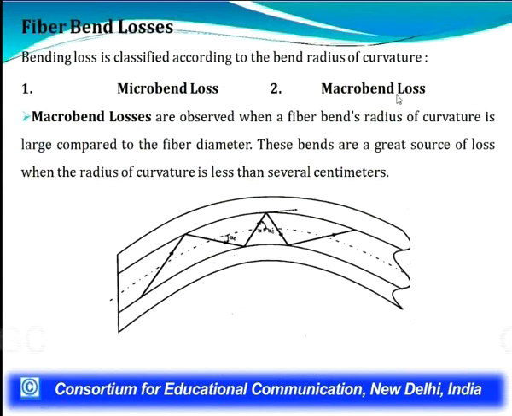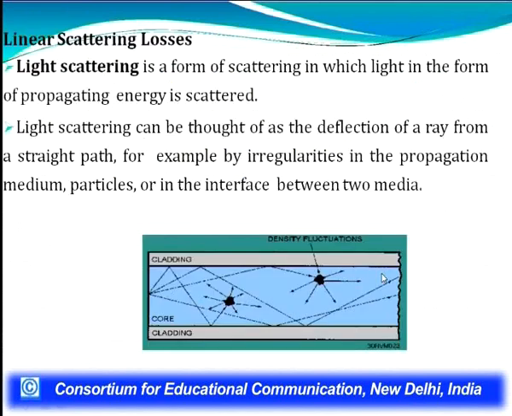Next is the macro bend losses. In macro bend losses, we observe a fiber bend whose radius of curvature is large as compared to the fiber diameter. This is the fiber diameter and its radius of curvature is large. These bends are a great source of loss of the signal when the radius of curvature is less than several centimeters. Here we see the shape of the optical fiber, and in this manner the losses will take place. Here we also see the signal vibration in the optical fiber.